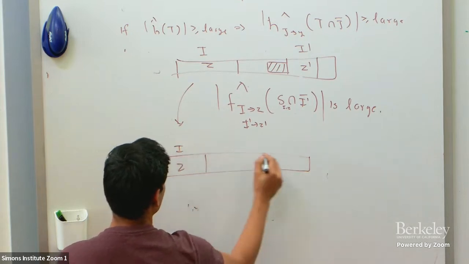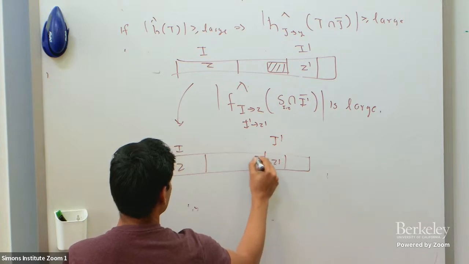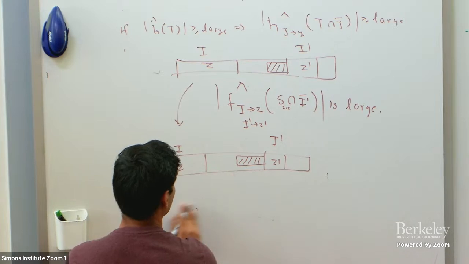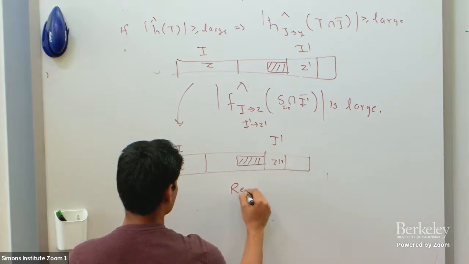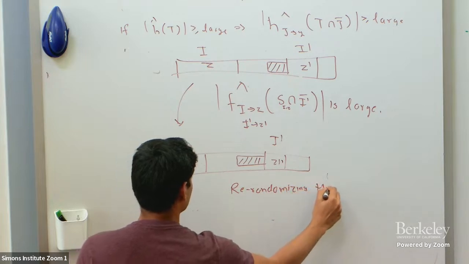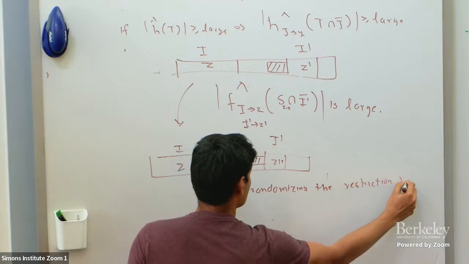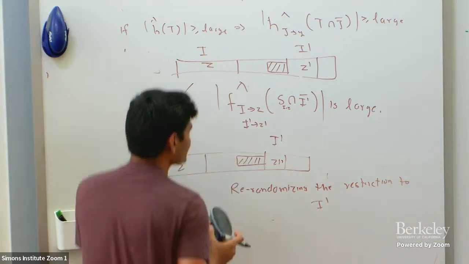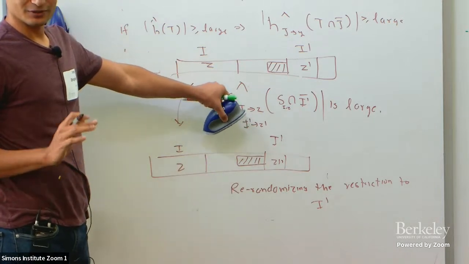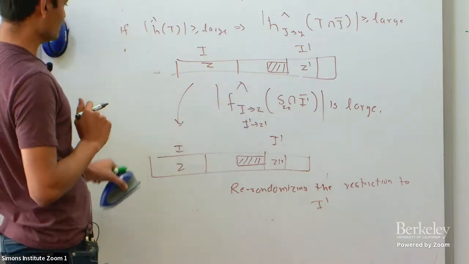Z, I prime, Z prime, and then you can still hope that the same coefficient stays heavy in that. So here I'm just re-randomizing the restriction to I prime. Do you see this? This is probably just some, I mean, Jensen or convexity, Cauchy-Schwarz.